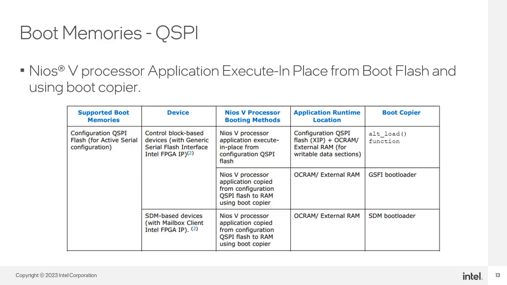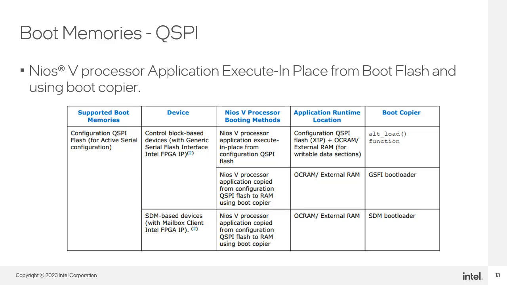The methods in the table are the supported boot memories for configuration with QSPI. First, we will talk about the execute in place from boot flash method. When the Nios V processor application executes in place from boot flash, the BSP editor performs the following functions. Sets the text linker sections to the boot flash memory region. Sets the .bss, row data, RW data, stack and heap linker sections to the RAM memory region.